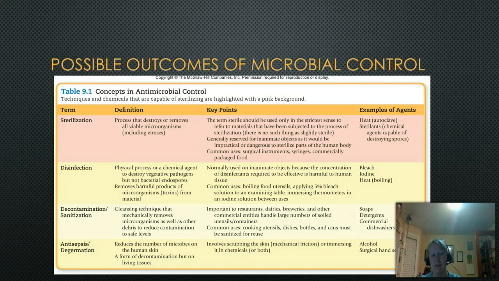Then the last one is the one that actually is the only one that we can apply to ourselves. And these are antiseptics or degermination. This is where we use detergents, hand scrubs, alcohol, etc. on our skin and other surfaces to reduce the number of microbes present. Remember, we don't want to kill them all because we do want to keep some of our natural flora. But the key is to keep them at bay so we don't develop any opportunistic infections through a microbe that might already be present on the skin.